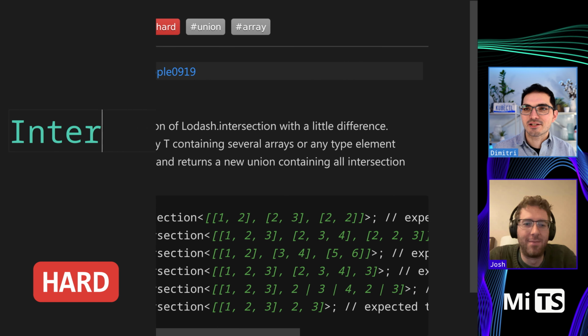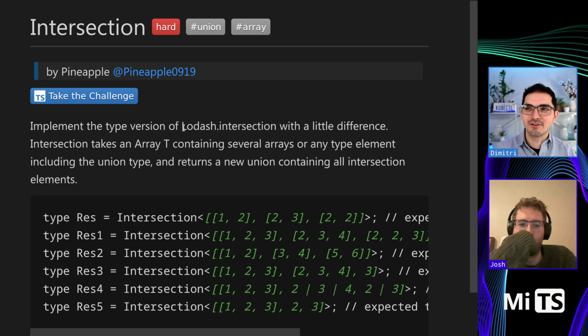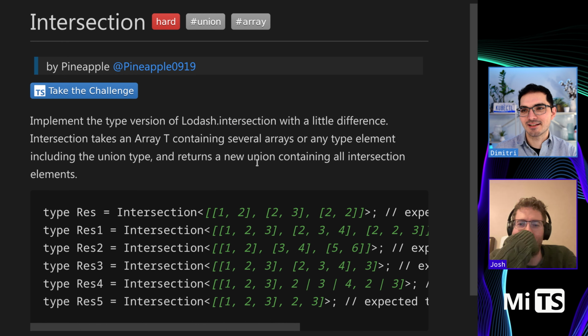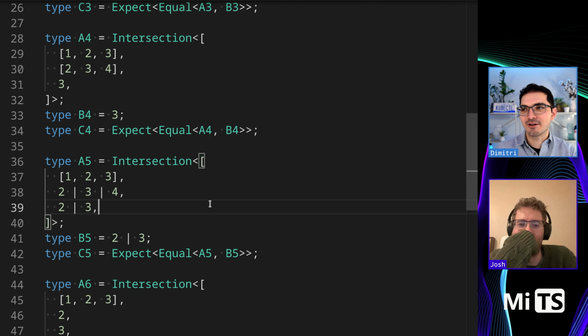Okay, here we are, intersection. So this one is the type version of Lodash.intersection. There's a lot of Lodash fans out there in the challenges, I guess, because many of them have you re-implement Lodash things. We just can't let Lodash go, can we?